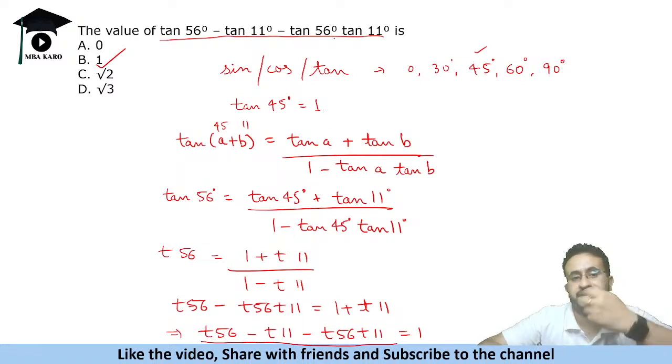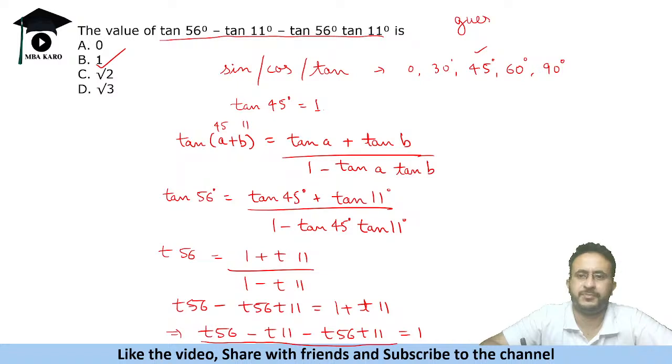However, we can do it by guesswork. इसमें आप guess कर सकते हो क्योंकि यहाँ पे आपको 56 से 11 minus करके 45 नजर आ रहा है, right? And tan 45 is 1. So you get to guess in this particular question. But this is the proper way to solve it step by step.